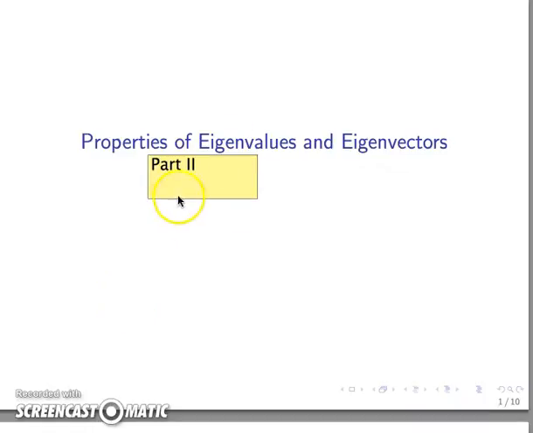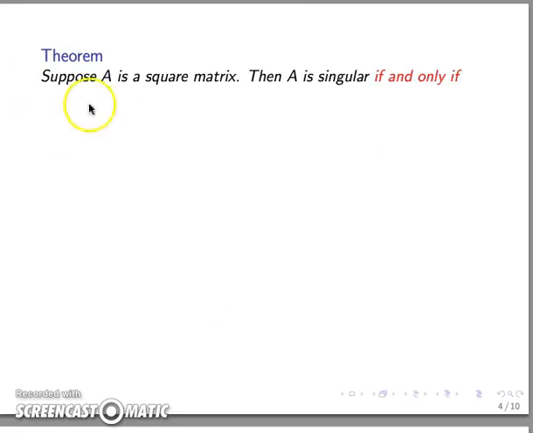And now we continue discussing properties of eigenvalues and eigenvectors. This is part 2 of properties of eigenvalues. So let's consider a square matrix. The context in which we're working here has to do with matrices that have the same number of rows and columns.